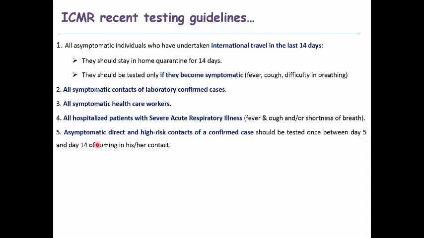An asymptomatic patient who is in close contact with a confirmed case should be tested once between day 5 and day 14 of coming in contact. So just for example, if I come in contact with a positive case, I must be tested once between day 5 and day 14 of my contact.